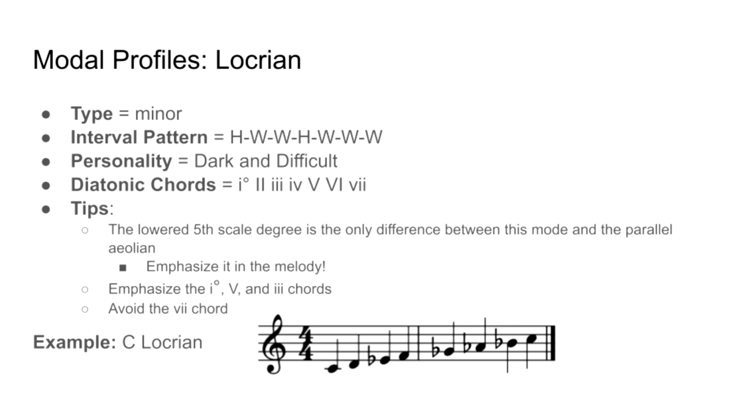To make sure that your chord progression sticks out as locrian, you can emphasize the diminished first chord, the minor third chord, and the major fifth chord. The diminished first chord is the tonic, and it will help establish where your scale's home is. The minor third has the lowered fifth as its third, and the major fifth has the lowered fifth as its root. So both chords take full advantage of the dark feeling associated with the locrian mode.